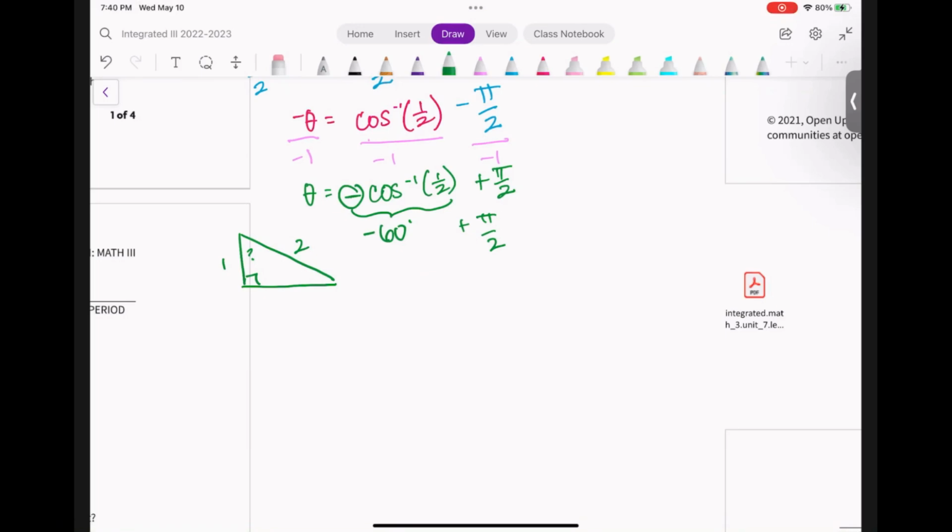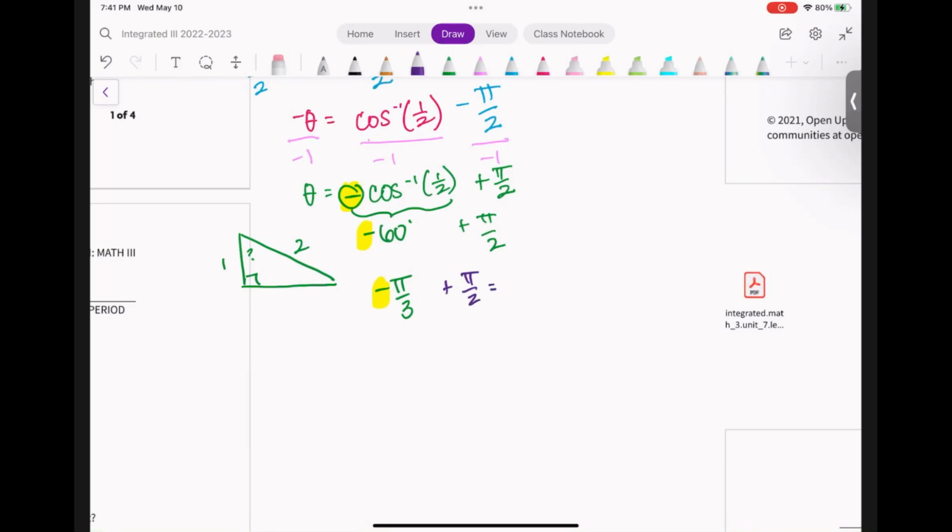Now we're looking at negative pi over 3. Does that make sense? Because we're just taking the opposite of, so pretend that this guy right here, you just hold on to him, do him last. So cosine inverse of 1/2 would be 60 degrees. And so you're just bringing that negative down. So then I converted it to radians, and now I'm going to add it to pi over 2.